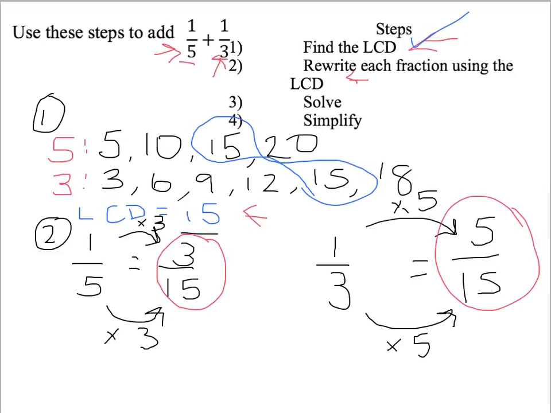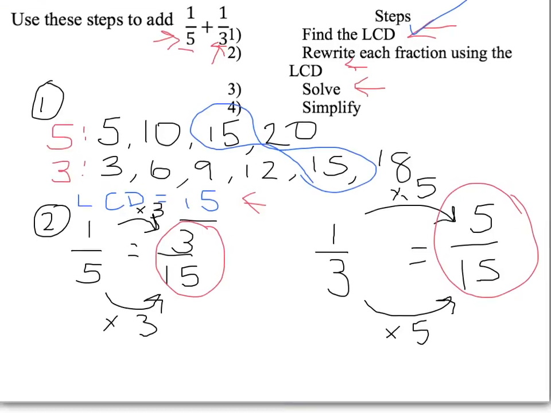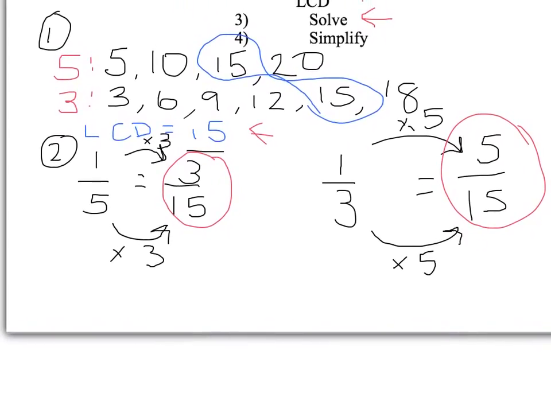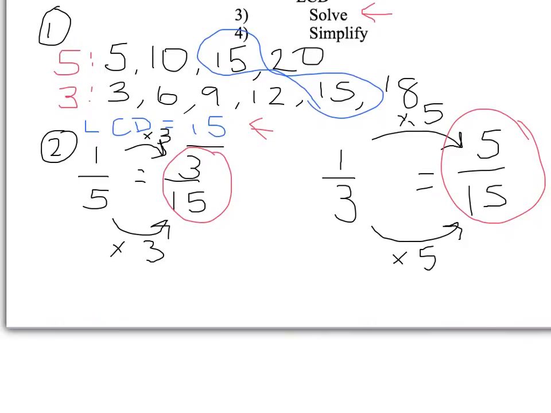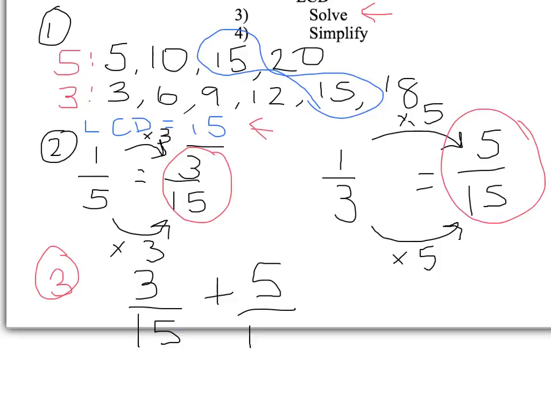Now we need to go on to step 3, which is solve. I'm just going to move the page down here so we have more room to write. Now we're working on step 3. Oh, it should be in black. That's okay. Step 3, solve. What we're going to do is take the 3/15 and add 5/15 to it.